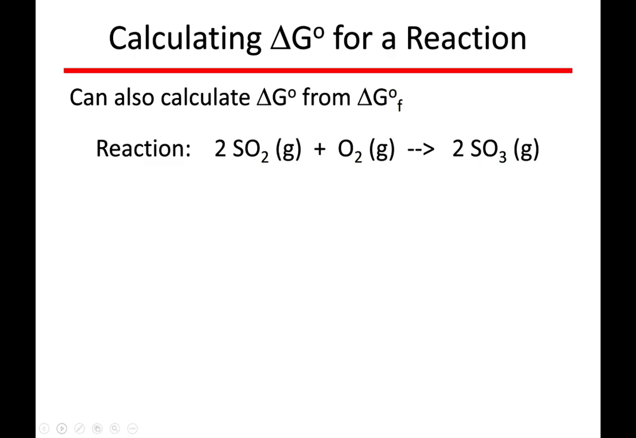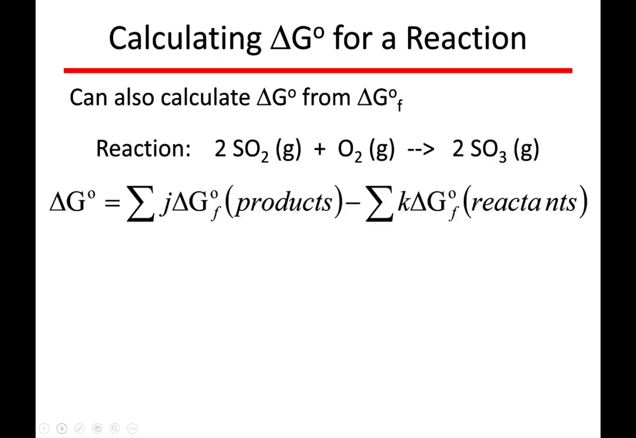In this example, we have a reaction 2SO2 plus O2 goes to 2SO3. And if we wanted to calculate the delta G standard from the delta G's of formation, we would use this equation, which says delta G standard for a reaction is equal to the sum of the delta G standards of formation for all of the products times their stoichiometric coefficients minus the sum of the standard delta G's of formation for all of the reactants times their stoichiometric coefficients.